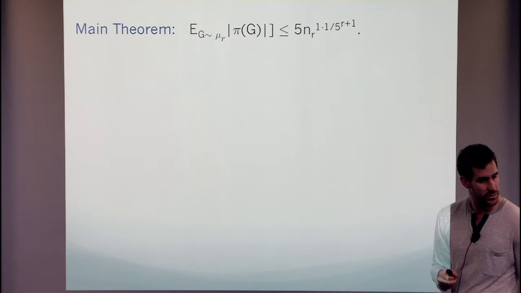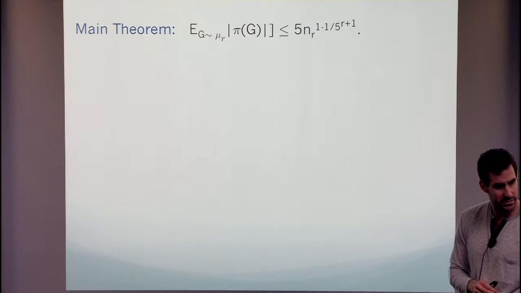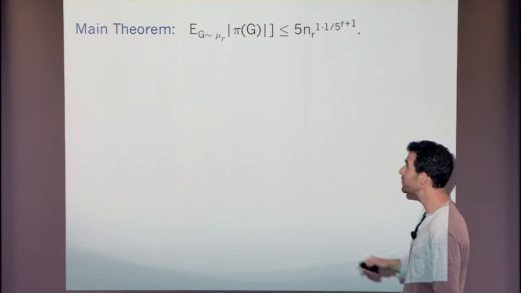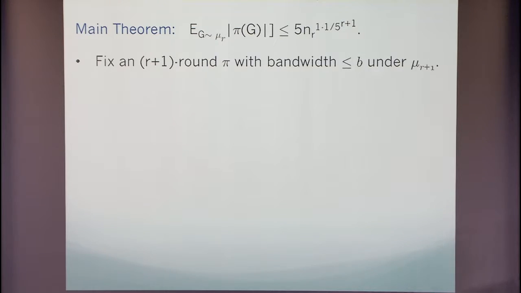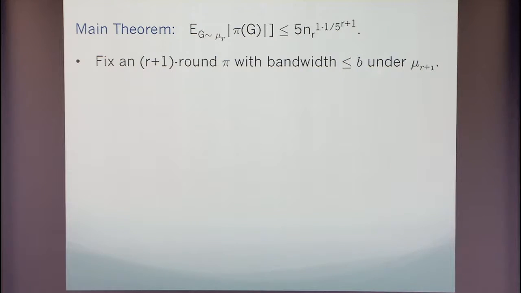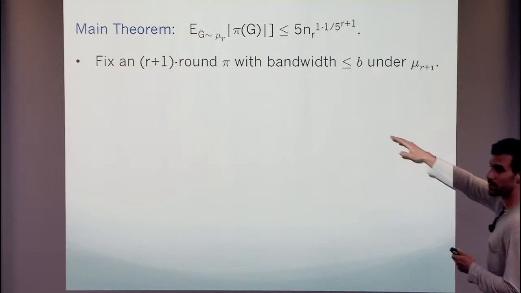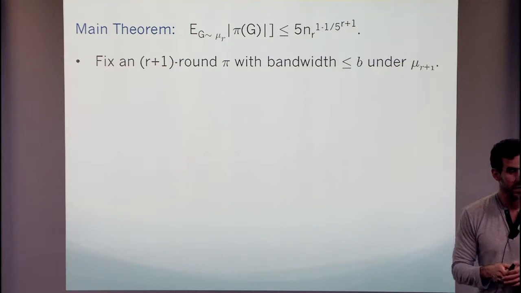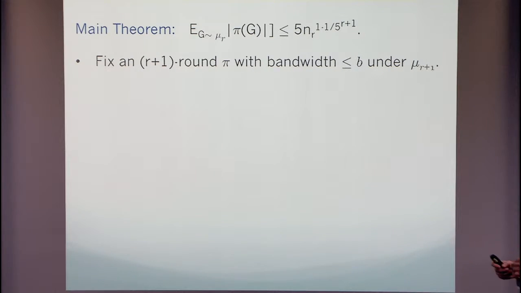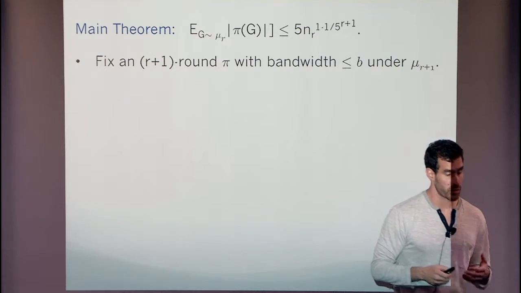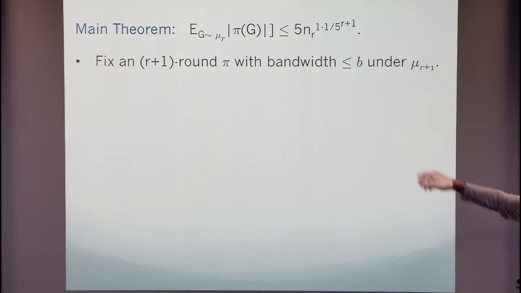And let me try to, how much time do you have? So, 6 more minutes. 6? Okay, let me try to just give the gist of it. So for once and for all, let's just fix an R plus 1 round protocol. So we're going to analyze everything with respect to mu R plus 1, assuming that the theorem is correct for mu sub R. So let's fix any R plus 1 round protocol pi with bandwidth at most B.